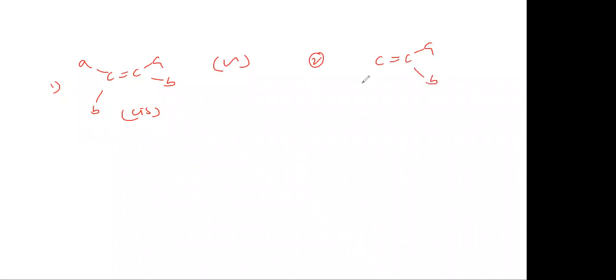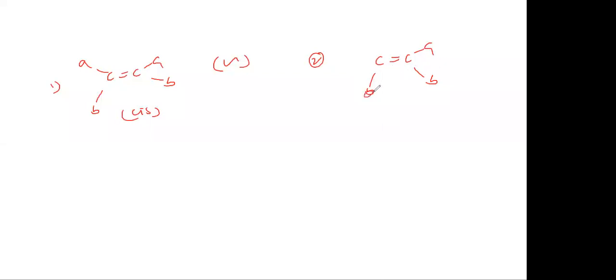Okay, what are the conditions of geometrical isomerism? First condition, a b again b a. This is possible. Generally this is a cis isomer. Yes or no? This is the first condition. What about the second condition? C C a again here b again b.